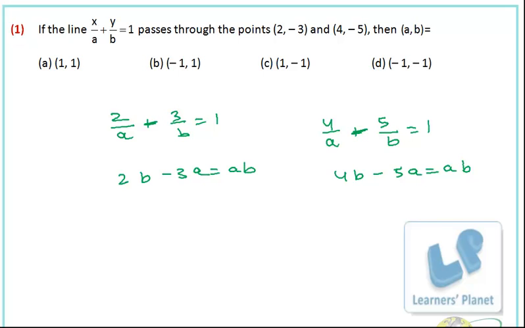Okay, or if you don't want to go for the cross multiplication, you can directly solve it. It is 2 by a, it is 4 by a. So I multiply this equation on both sides by 2. So it is 4 by a minus 6 by b is equal to 2, and it is 4 by a minus 5 by b is equal to 1. I deduct this from this.